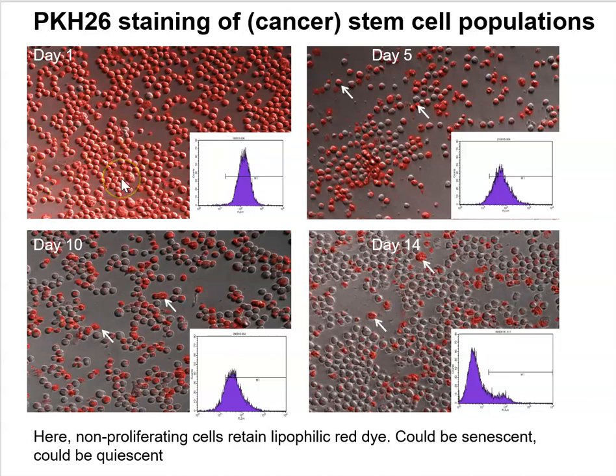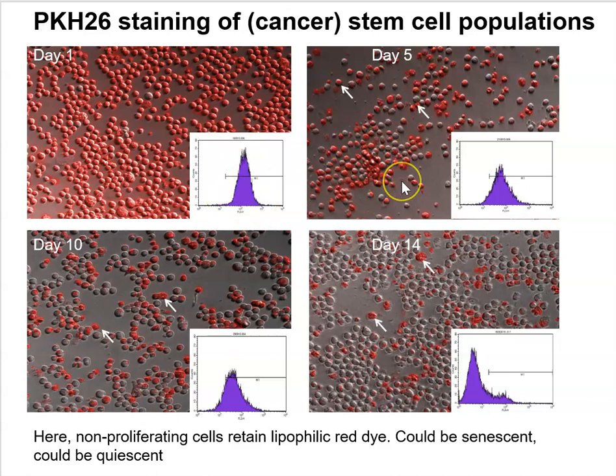PKH26 is a dye that stains the lipids of the cell surface of cells red. The only way that cells can get rid of that dye is by cell division, so a cell divides and becomes 50% as red as it was before it divided. So it basically splits the red dye between the two daughter cells. And we can monitor this by flow cytometry, and this is a very bright population of PKH red cells.